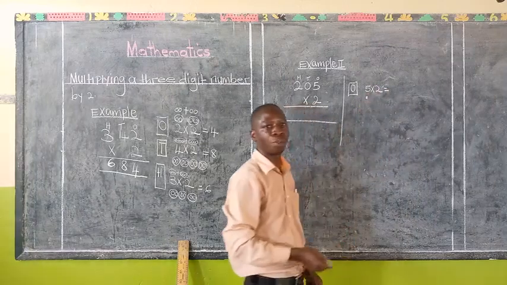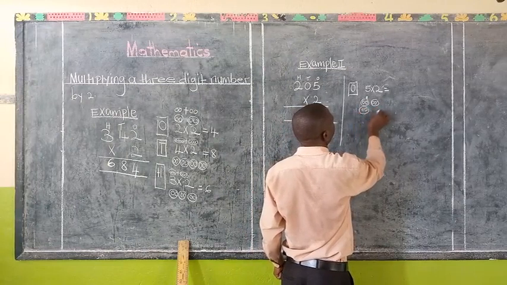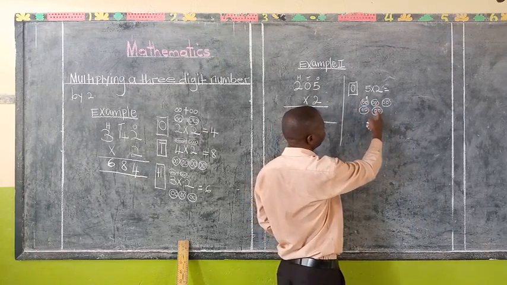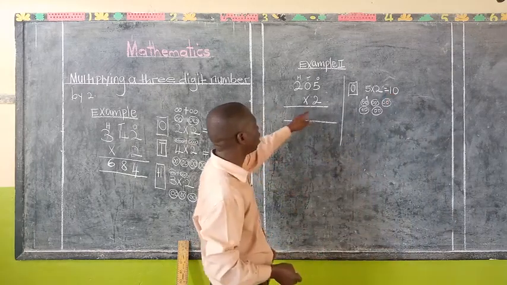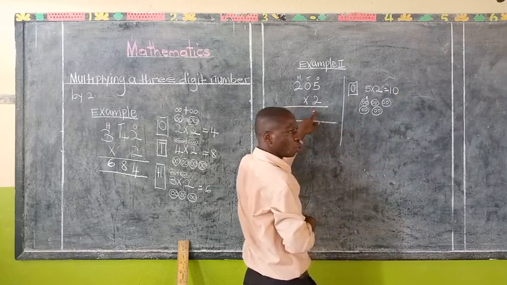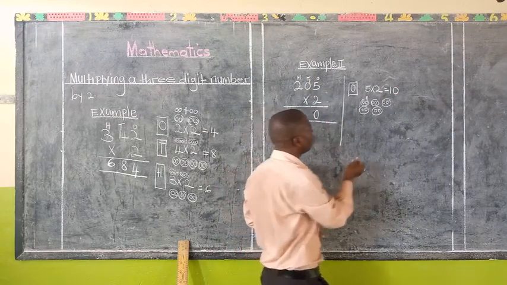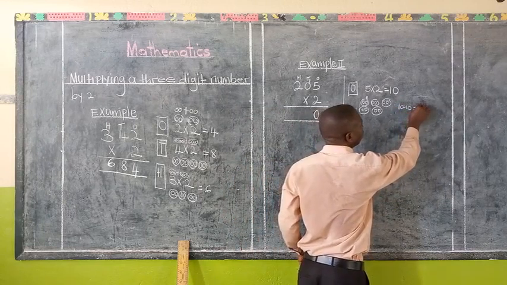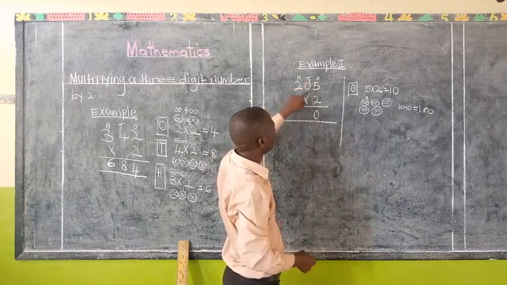Meaning 5 groups of 2. So we shall have 1 group, 2 groups, 3 groups, 4 groups, 5 groups. So once you count 1, 2, 3, 4, 5, 6, 7, 8, 9, 10, we are having 10. Now we shall not write 10 here, because we have got two digits. So we shall have to regroup, and put 0 here, and then we take one bundle. How do we regroup? We can regroup by dividing the 10 by 10. Once you divide 10 by 10, you will get 1, remainder 0. So we write the remainder first, then we go with one more bundle.